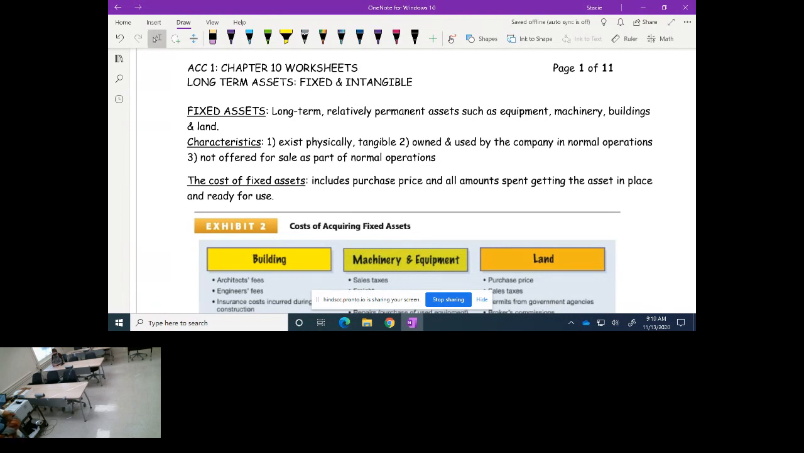So some of the characteristics: they exist physically, they are tangible, meaning we can touch them. They are owned and used by the company in normal operations. So they're not being held for investment to sell and make money. They are being held to use to make money in the business for operations. And they're not offered for sale as part of operations. So it's not a product or something like that. It's something they're using to maybe make the product.